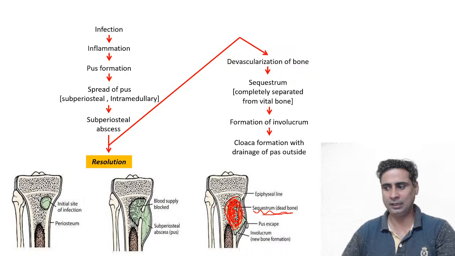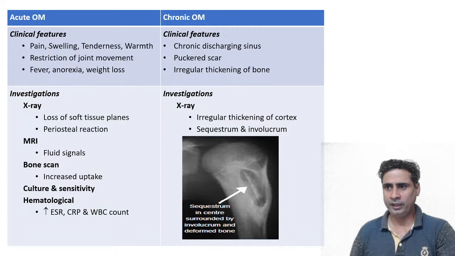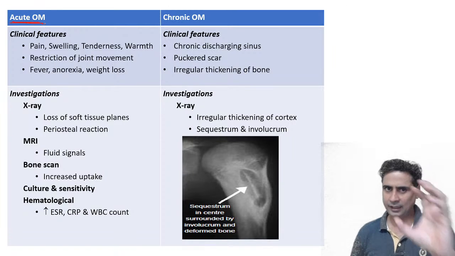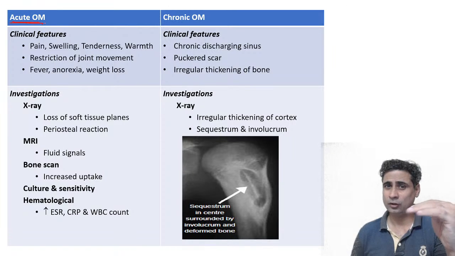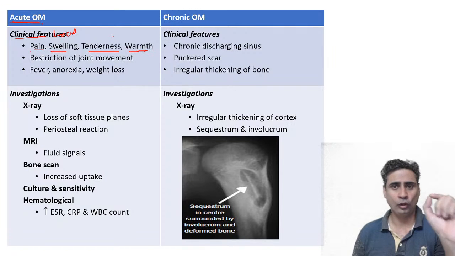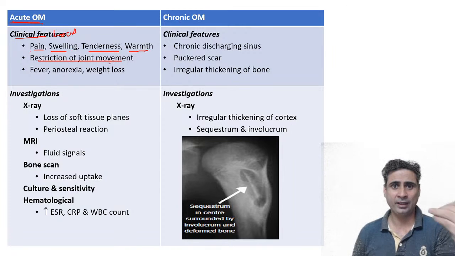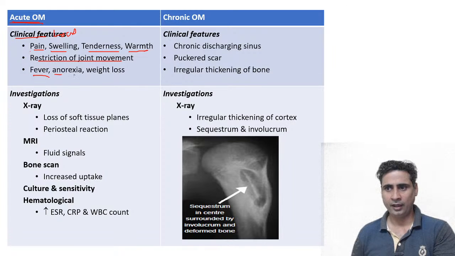Okay, so this is the basic pathology. Now clinical features. In acute osteomyelitis, as there is acute pyogenic infection and collection of pus, there will be signs of acute pyogenic infection. Local signs will be pain, swelling, tenderness and warmth, all local signs of inflammation. There will be restriction of joint movement, and in systemic signs there will be signs of pyogenic infection or septicemia, like fever, anorexia, weight loss, tachycardia, tachypnea.